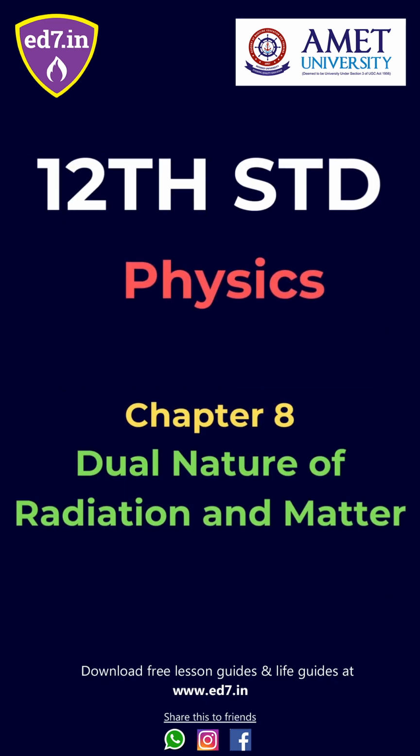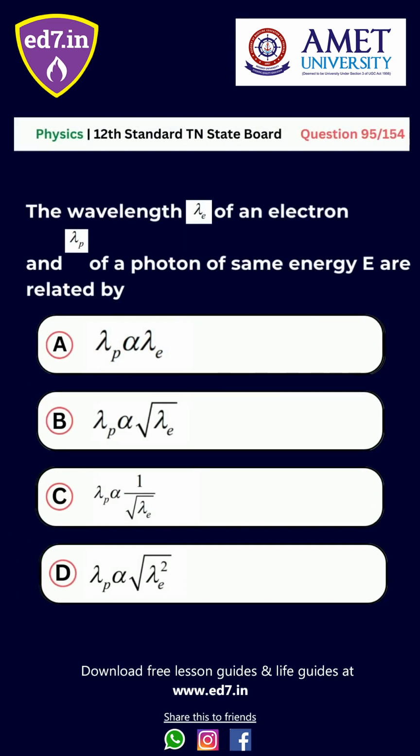Chapter 8. Dual nature of radiation and matter. Question number 95. The wavelength lambda e of an electron and lambda p of a photon of same energy E are related by: option A, lambda p proportional to lambda e; B, lambda p proportional to root lambda e; C, lambda p proportional to 1 by root lambda e; D, lambda p proportional to root of lambda e square. The right answer is option D.